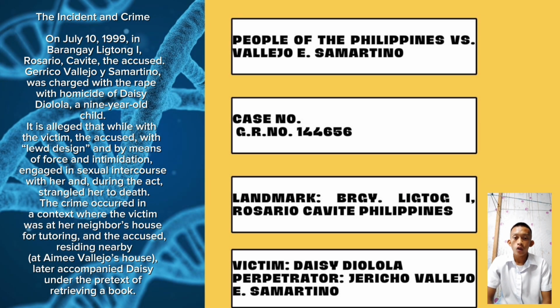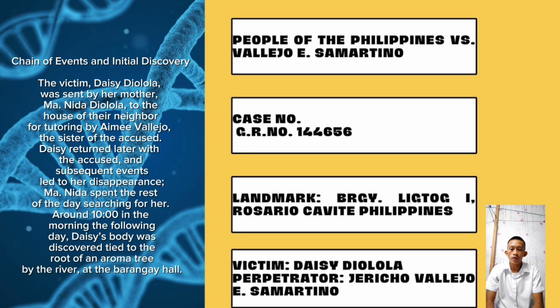The incident and crime. On July 10, 1999, in Barangay Ligtong 1st, Rosario, Cavite, the accused Jericho Vallejo y San Martino was charged with the rape with homicide of Daisy Jolola, a 9-year-old child. It is alleged that while with the victim, the accused, with lewd design and by means of force and intimidation, engaged in sexual intercourse with her, and during the act strangled her to death. The crime occurred in a context where the victim was at her neighbor's house for tutoring and the accused, residing nearby at Miss Vallejo's house, later accompanied Daisy under the pretext of retrieving a book.